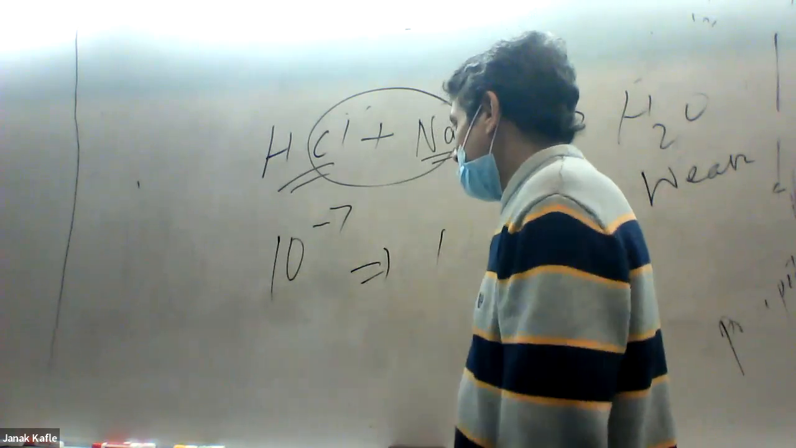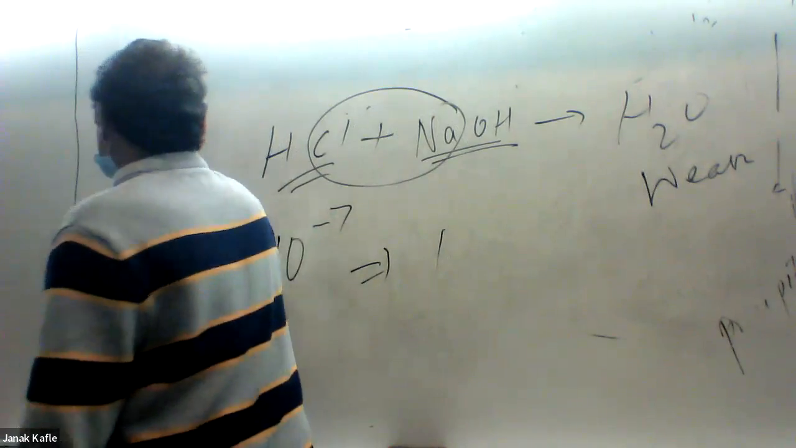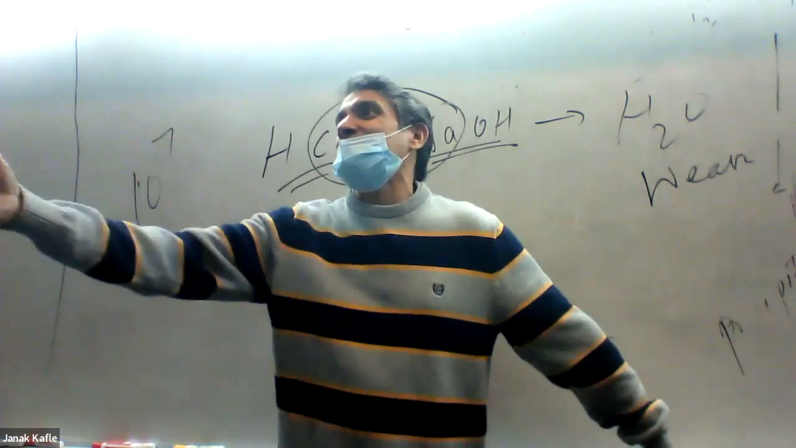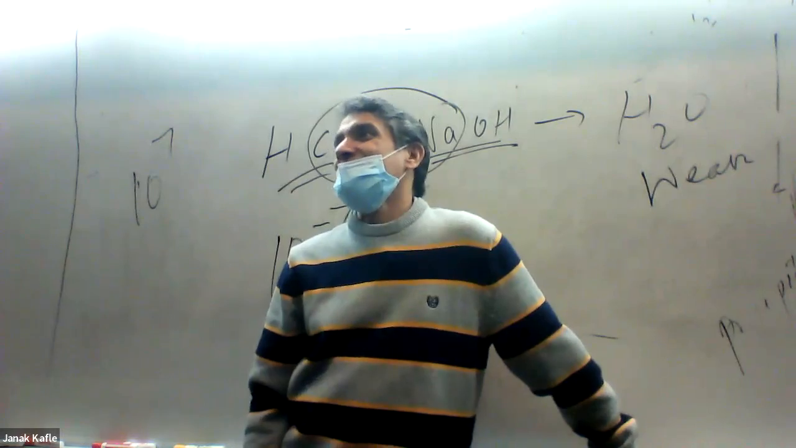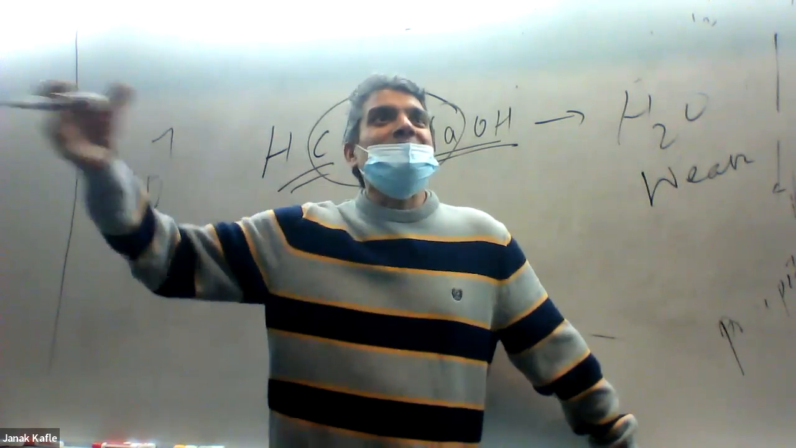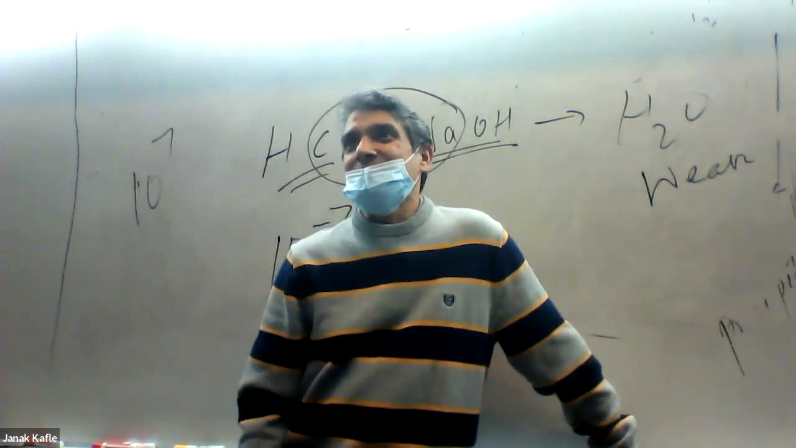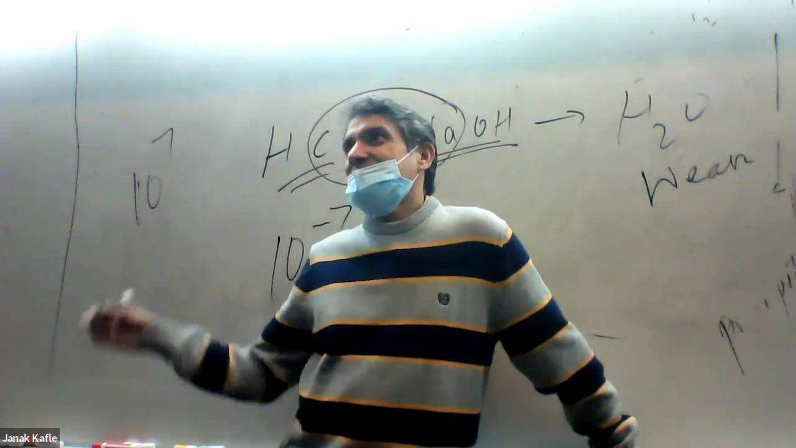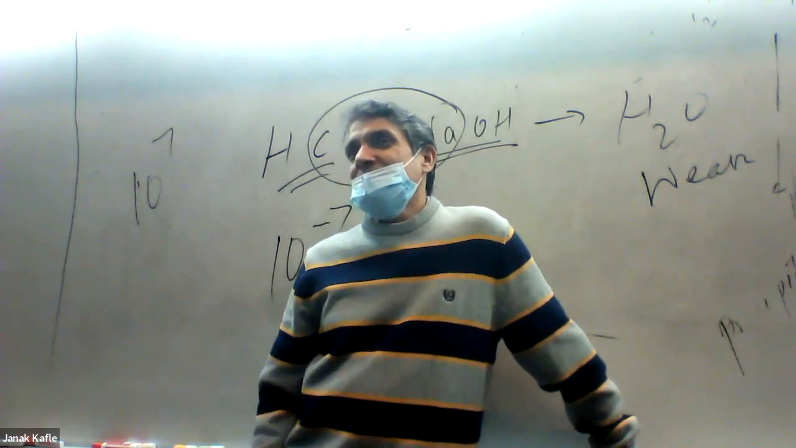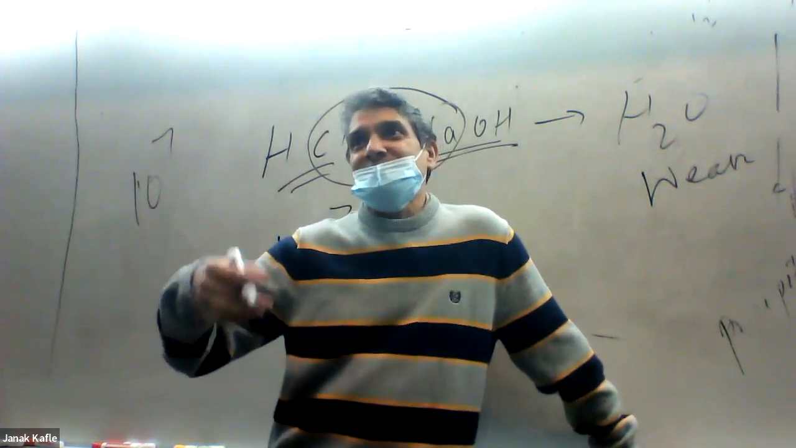So out of 10 to the power 7 molecules of water, 1 molecule of water breaks to give H and OH. So that's a very weak electrolyte. 10 to the power 7 is millions out of millions of water molecules, 1 molecule breaks to give the H. So it is a very weak electrolyte. That 10 to the power 7 is a very important number for water. That's why we call the pH of water 7.